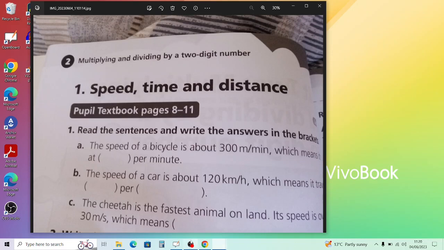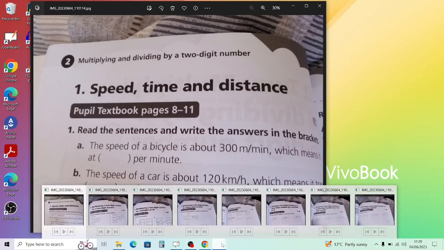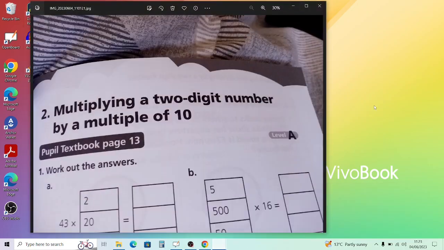And then moving on to the second part, which is called multiplying a 2-digit number by a multiple of 10. So this is the next section, and we've got a few done there. So we have question 1.